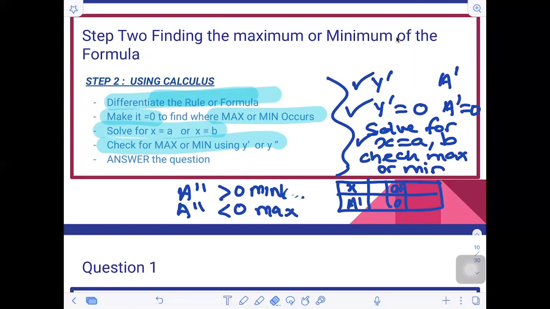But what you need to do is you need to sub in the value for the maximum or minimum. You're not always interested in the 2 values here because one will be a max and one will be a min.